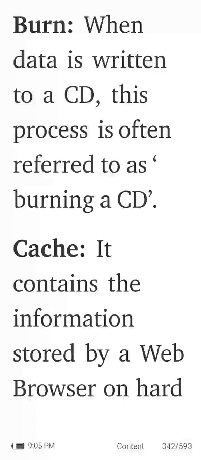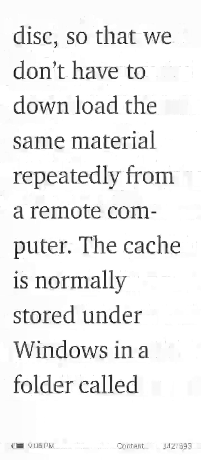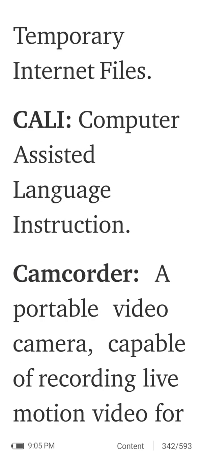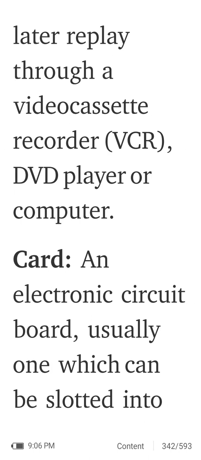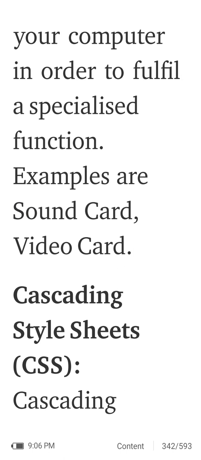Then cache, the information stored by a web browser on a hard disk so that we don't have to download the same material repeatedly from a remote computer. The cache is normally stored under Windows in a folder called temporary internet files. Then CALI, computer assisted language instruction. Camcorder, a portable video camera capable of recording live motion video for later replay through a video cassette recorder, VCR, DVD player or computer. Then card, an electronic circuit board, usually one which can be slotted into your computer in order to fulfill a specialized function. Examples are sound card, video card.